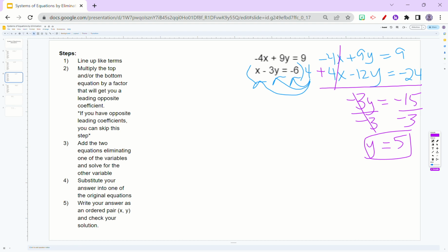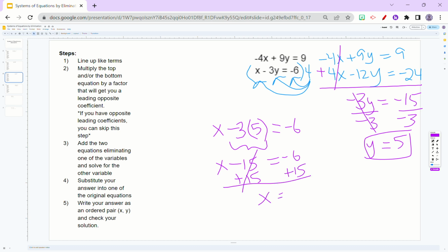Alrighty, and then step 4 says to substitute your answer back into one of the original equations. So you pick which equation that you want to plug that into. I'm just going to plug it into the second one because that one looks like an easier equation to work with. So we have x minus 3 times y, or 5, is equal to negative 6. Well, negative 3 times 5 is negative 15. And now we are going to add 15 to both sides. And we get x is equal to negative 6 plus 15, which is 9.